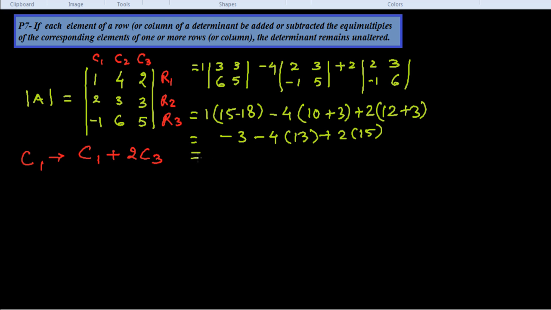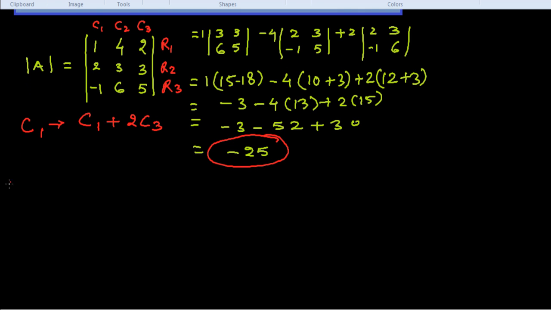So we see what happens now. Minus 3, minus 52, plus 30. So it is minus 55 plus 30. So it is minus 25 now. Okay, so we have the value of this determinant as minus 25.